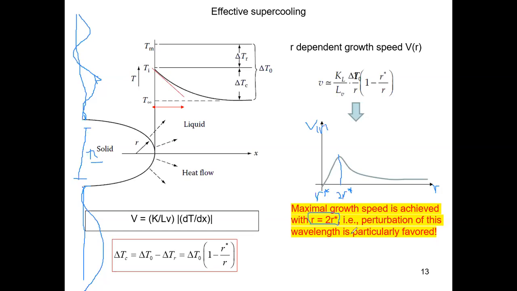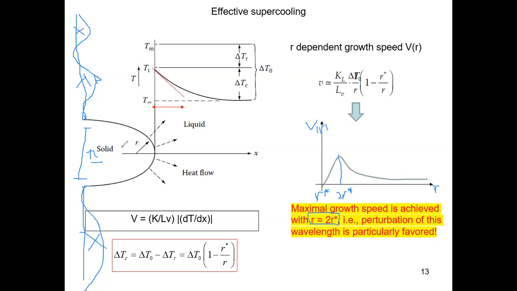Now this implies a selection mechanism, right? So what do I mean by selection? Initially I have many of these bumps, right? They are large, they're small, they're different sizes, but only the ones that have roughly twice the critical radius are selected to grow much faster, and they're going to overcome and dominate in the system. Does that make sense to everyone? So like this one is not going to grow fast because it's too large. These two are not going to grow very fast because they're too small, right?